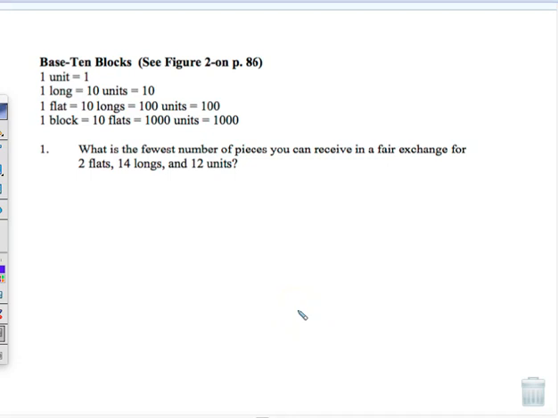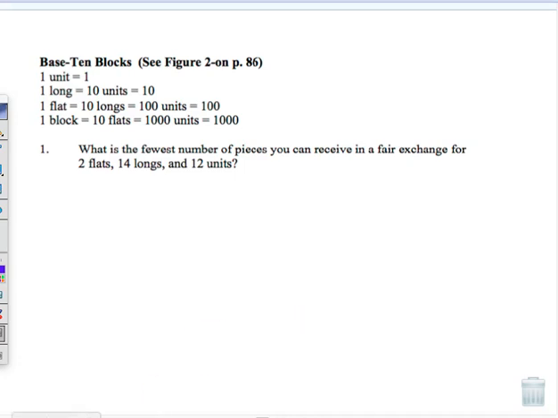So as far as terminology, I want you to know that we call the 1 block a unit, the 10 block a long, the 100 block a flat, and the 1,000 block a block. And so you can see all those equivalencies there. Kinds of problems that you'll come across as you do your homework is, what is the fewest number of pieces you can receive in fair exchange for 2 flats, 14 longs, and 12 units?